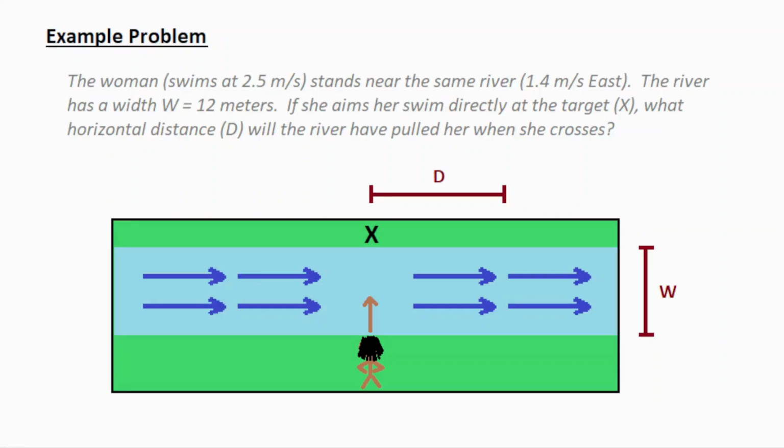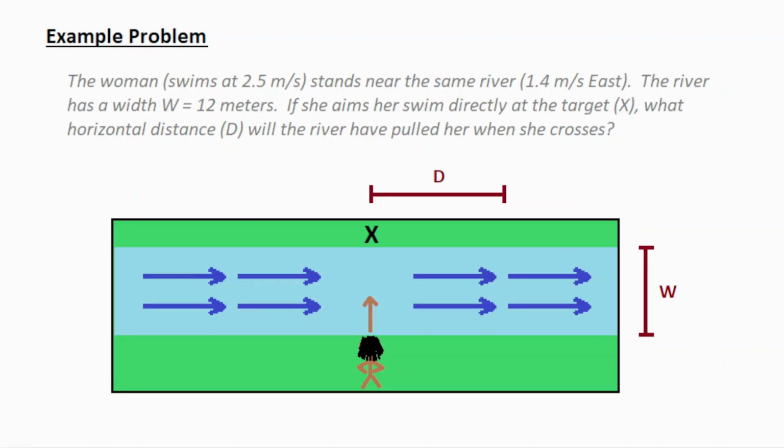One last example here for adding velocity vectors. I wanted to show one problem that got either length or time information involved. Here we have some information for length. The woman still swims at 2.5 meters per second. The river still carries a current of 1.4 meters per second to the east. But now we are also presented with the width of the river, given as 12 meters.